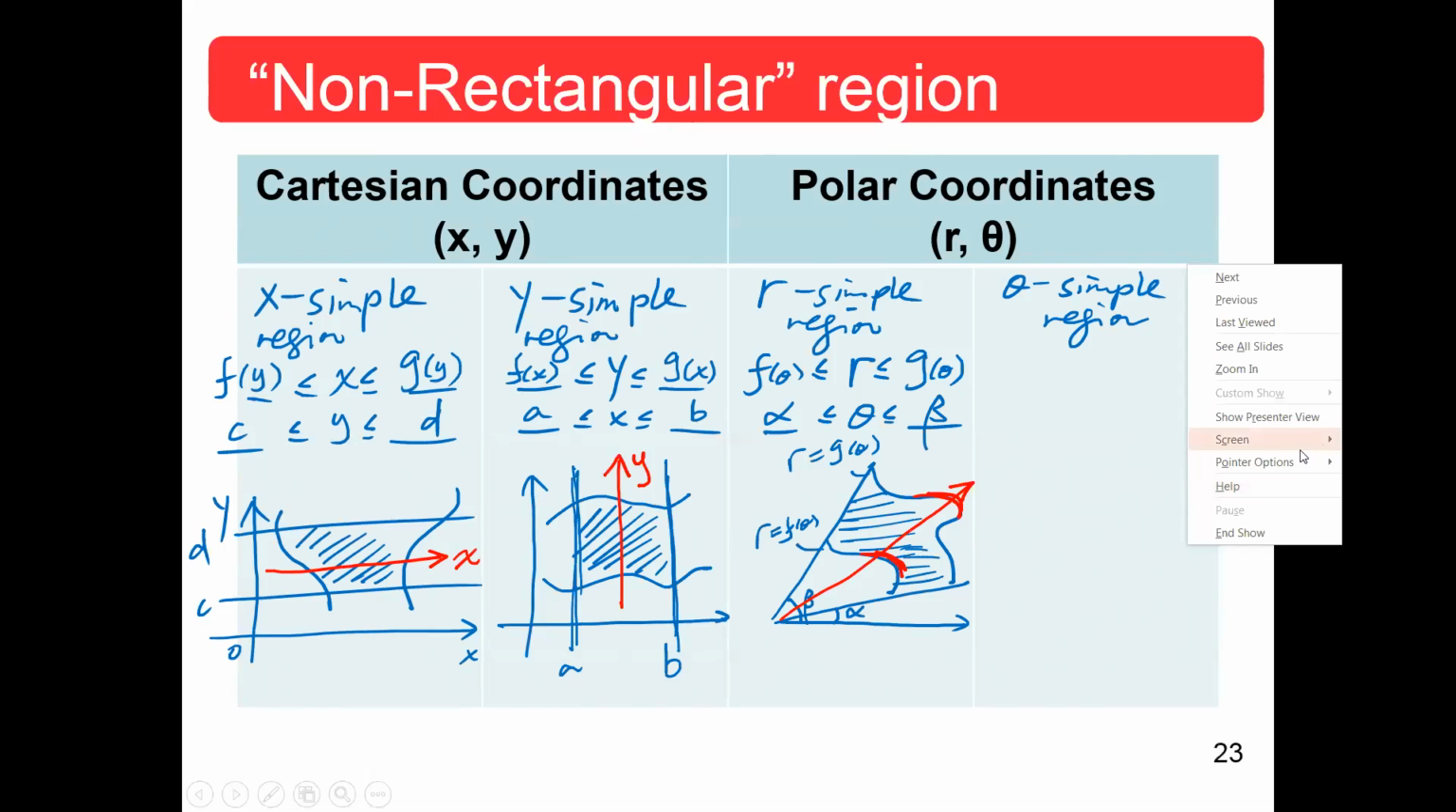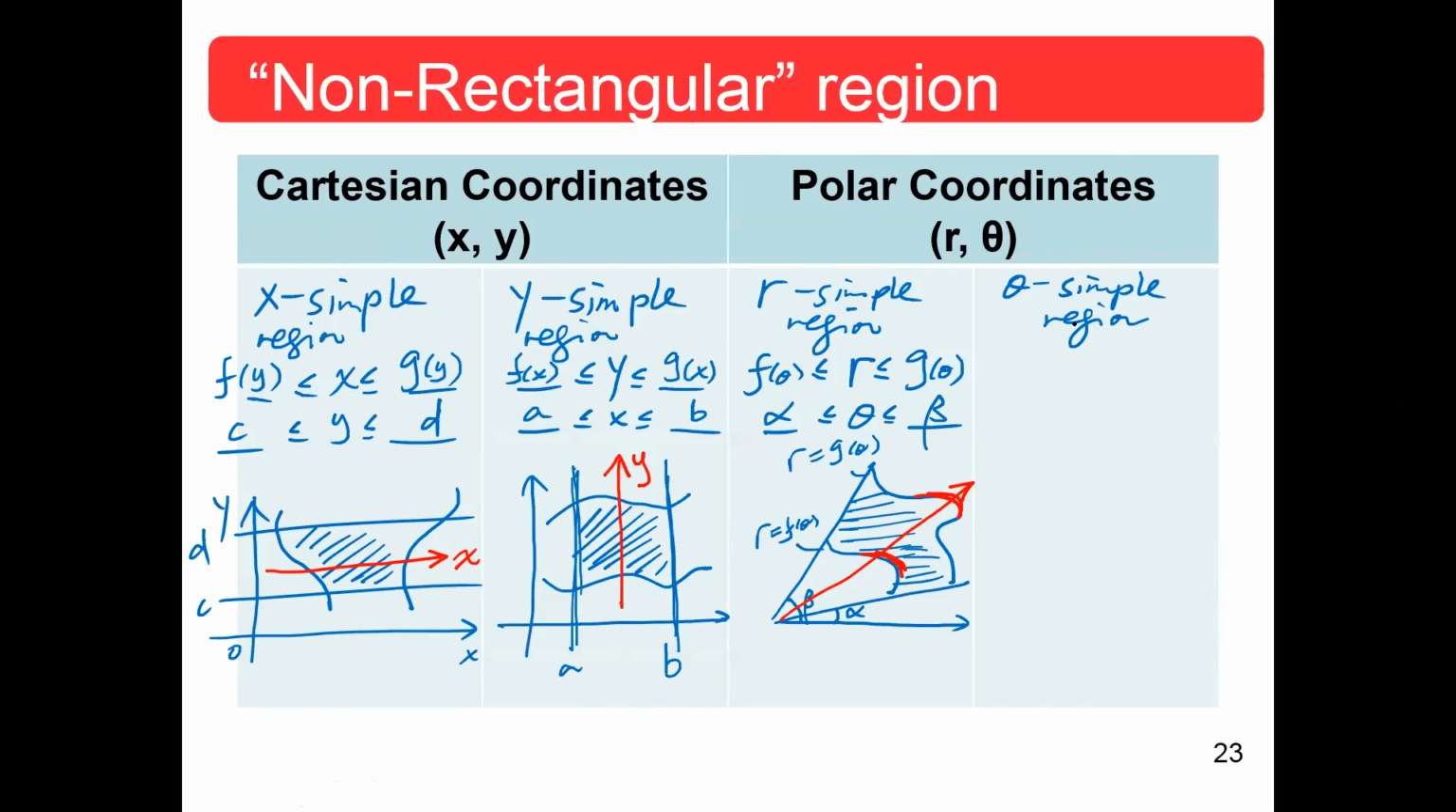Lastly, let's finish the theta simple region. I'm sure that you guys probably can write down the basic description for theta simple region. First of all, theta would be bounded by two functions of radius, so f of r, g of r. And the radius will need to be bounded by two constants, right? So I'm going to say r1, r2, radius.